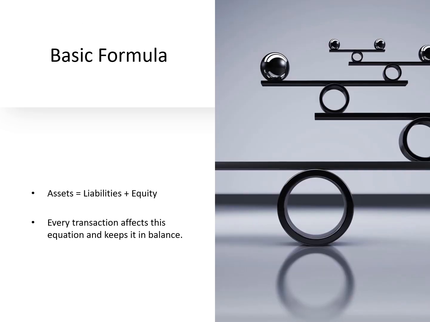The basic form of the accounting equation is assets equals liabilities plus equity, which means everything a business owns is either owned by someone else, like a lender, or it belongs to the owner. This equation always has to stay balanced.